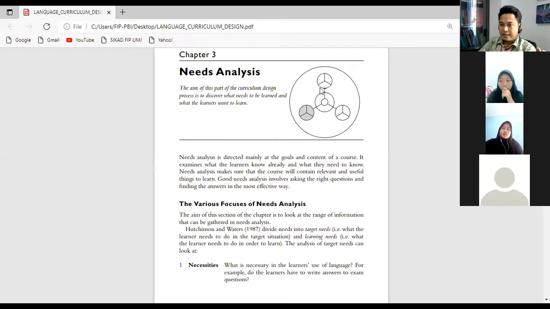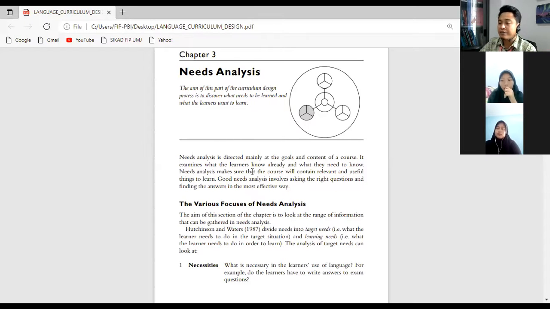Okay, and then next, it examines what the learners know already and what they need to know. So first of all, we are going to know what the learners know. It means we try to diagnose the student first, their background knowledge, their prior knowledge. What is the basic that they have? Yeah, and after that, we go to the next step, what they need to know. Knowing the basics, knowing their prior knowledge, we can start with what they are going to know after they already comprehend.